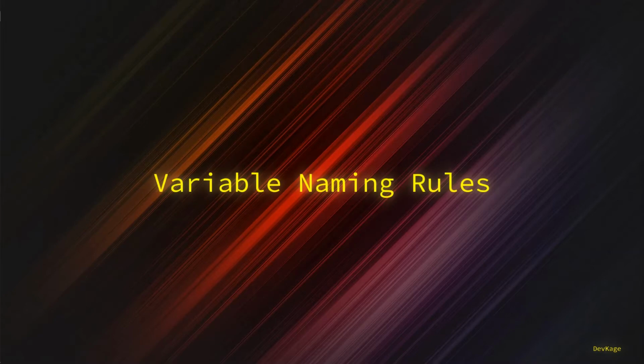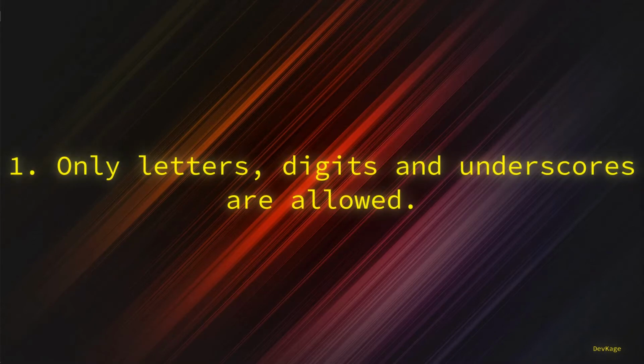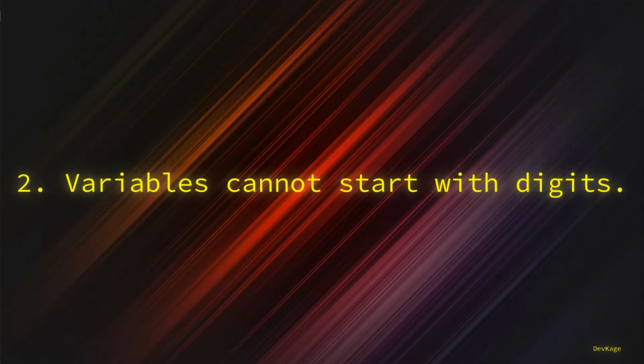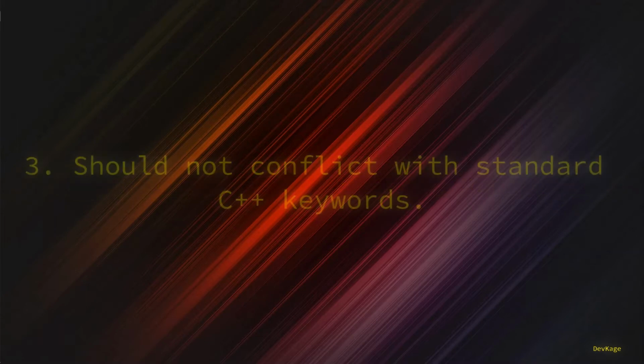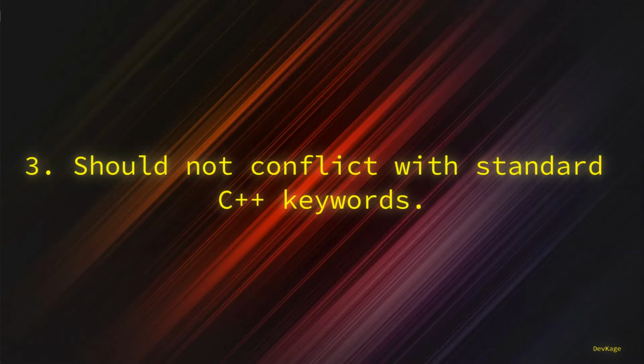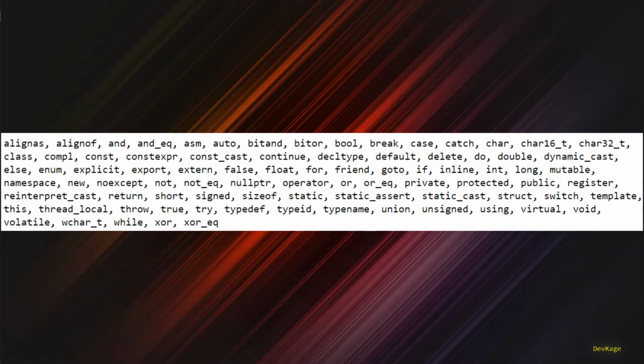Now there are some rules for how you can name your variables in C++. So the first one is variables can only contain letters, digits and underscores. If you use space or other symbol in variable name, you will get an error. The second rule is variables cannot start with a digit. And variable names starting with underscores are fine but are generally used for compiler specific code. And the third rule is variables must not match with any of the standard C++ keywords. And here is a list of all those keywords. These keywords are reserved for compilers and should never be used as a variable name.